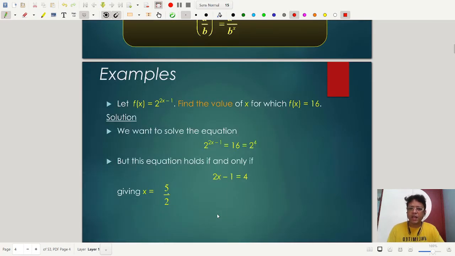Now let's have an example. Let f(x) = 2^(2x-1). Find the value of x for which f(x) is equal to 16. So we want to solve this. 16 you can write as 2^4. If a^x = a^y, then we know that x = y. So we can write 2x - 1 = 4. From that you can get the value of x. That's very simple, very easy.